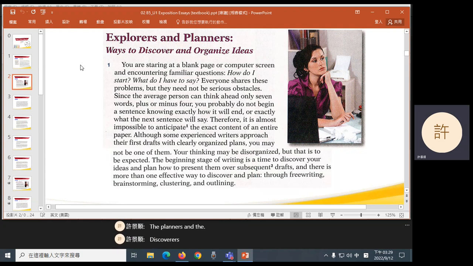discoverers, right? So why is the title Explorers and Planners? Very strange. If you're going to introduce two key words in your essay, and your title is using those two ideas, you should use the same words. That way it's not as confusing. It's much more clear.